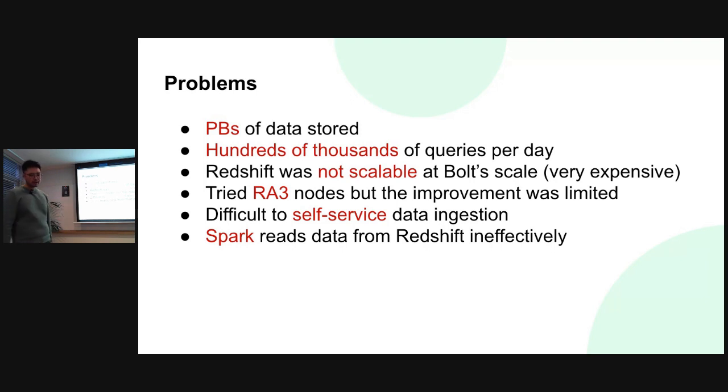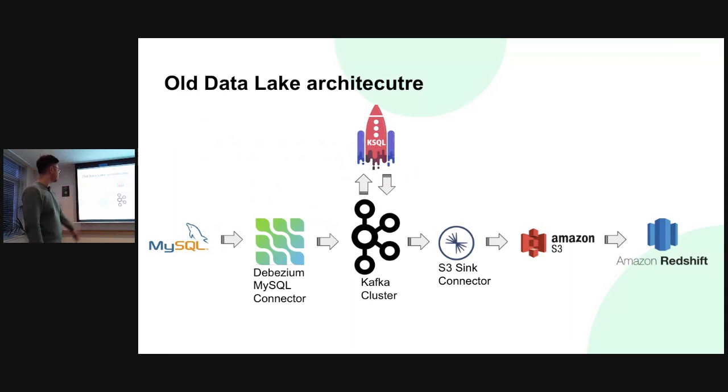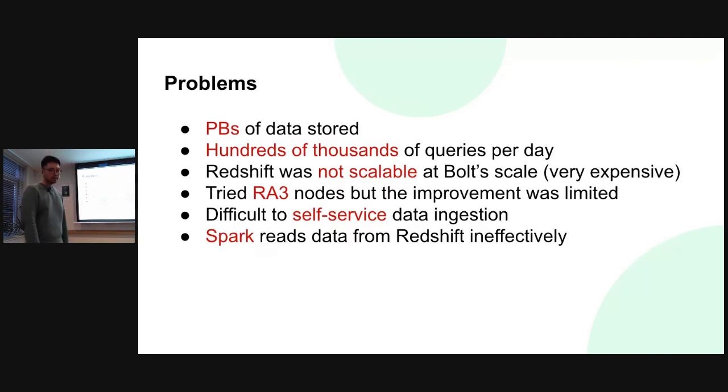Also, in the data pipeline you see on this slide, there are lots of components: KSQL, S3 sync, and the batch job everywhere. It's really hard for different domain teams to self-serve and ingest the data they want. So they come to data engineering and ask us to ingest their table, and our team becomes a bottleneck. Also, some teams use Spark, and reading from Redshift with Spark is quite ineffective because you have to export data from Redshift onto S3, which is quite time consuming.